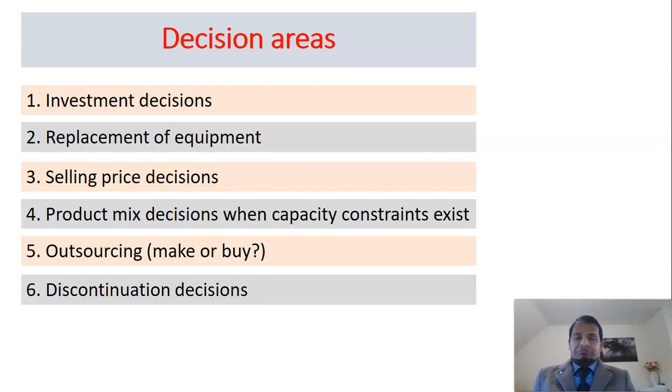Or finally, whether we should continue or discontinue a particular branch of an organization, a particular product, a particular division. For example, one branch is losing. Whether we should continue that branch or discontinue or close that branch is an important decision. So these are kind of common management decisions, where management accountants provide supporting information to the management for making decisions.